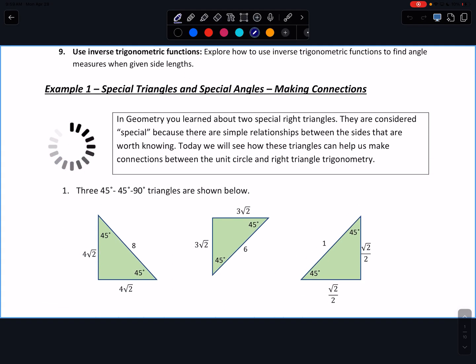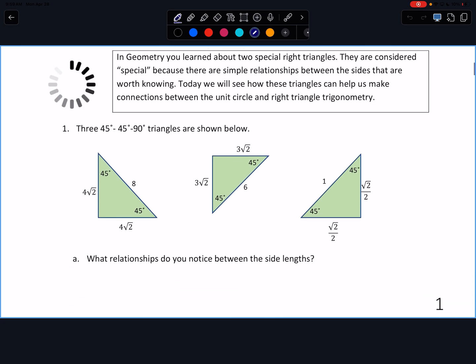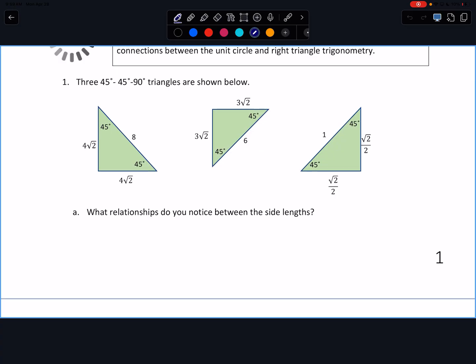So in geometry, you learned about two special right triangles. They are considered special because there are simple relationships between the sides that are worth knowing. So today we'll see how these triangles can help us make connections between the unit circle and right triangle trig, okay? So the first thing I want you to do is there are 3 45, 45, 90 triangles shown below, okay? Everybody see those 3 triangles?